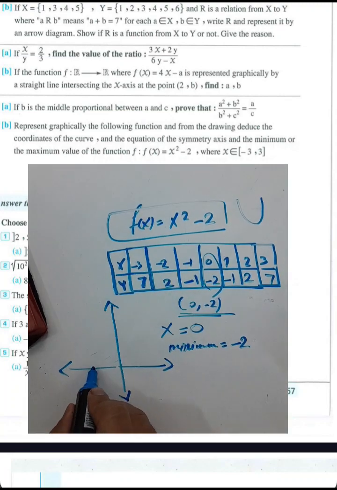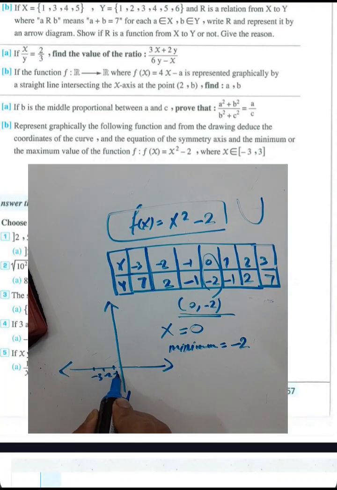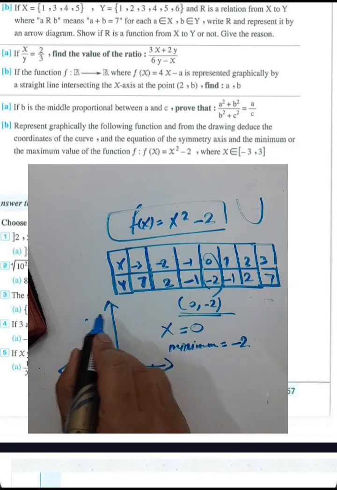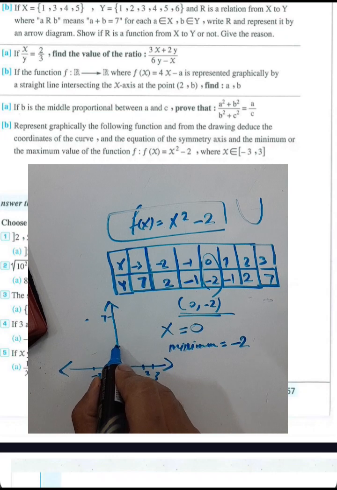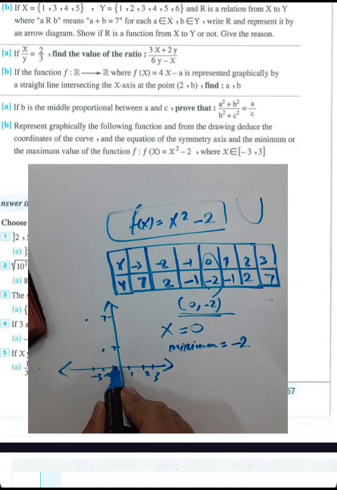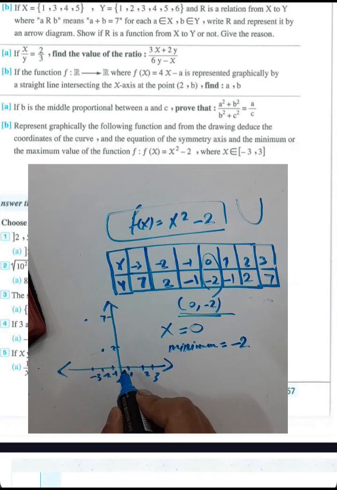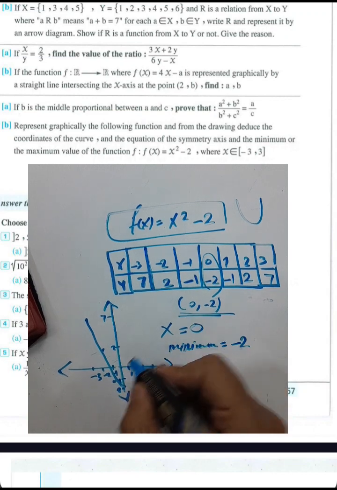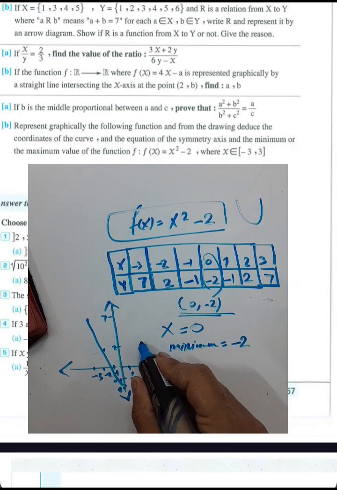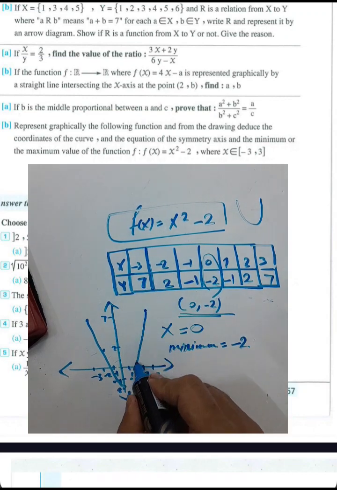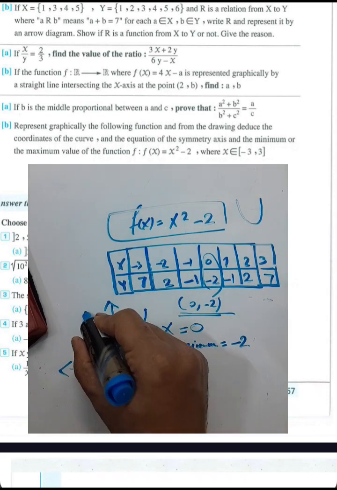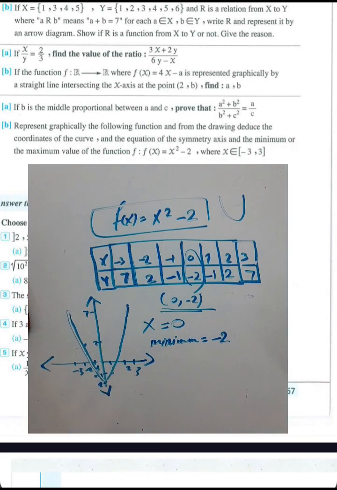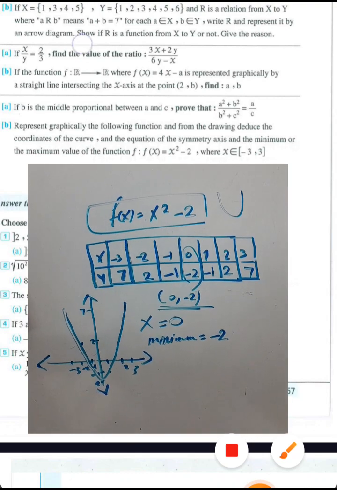And then you can draw from -3 to 7: -3 here, -2, -1, 1, 2, 3. -3 to 7, -2 with 2, -1 with -1, 0 with -2, and 1 with -1, 2 with 2, 3 with 7. This is the function here. Okay, it's the last question here.